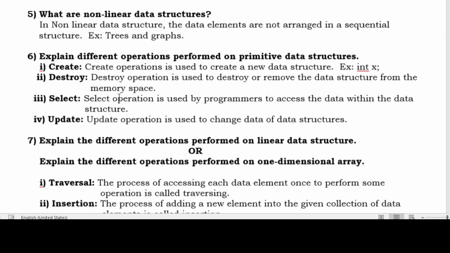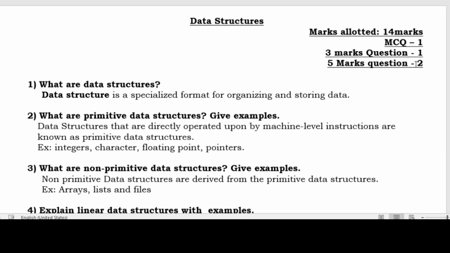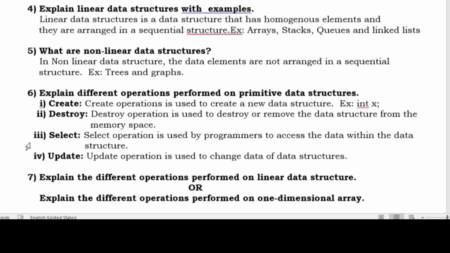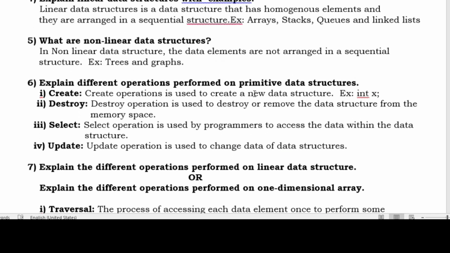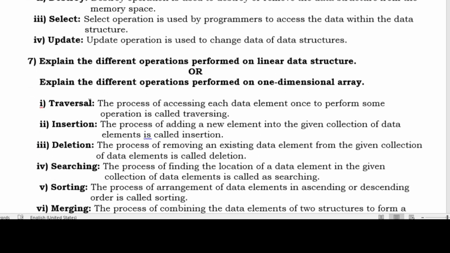So let us concentrate on some 3 marks questions or 5 marks questions, the most important 5 marks questions, because you have totally 2 questions of 5 marks. At least any one you can attend from this chapter. So it is operations or theory questions. Operations performed on primitive data structures like create, destroy, select and update, or it may be operations performed on linear data structure or one-dimensional array, both are one and the same.